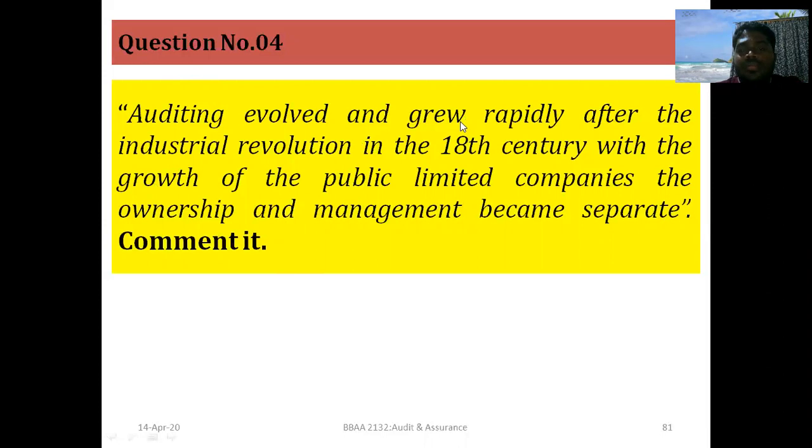The statement is that auditing originated, developed and grew rapidly after the Industrial Revolution, the 18th century. Because after the Industrial Revolution, the public company concept emerged. More public companies were established. So what is the story behind public companies? As I told you earlier in the previous video lecture, the ownership and management separation is a problem because the owners, the equity shareholders, are sitting outside the company. During the annual general meeting, the owners of the company elect a particular group of people, the board of directors, to direct the company on their behalf, because the total number of owners cannot be accommodated inside the company. So for some reasons, they elected a particular body to direct and supervise the company on behalf of themselves.